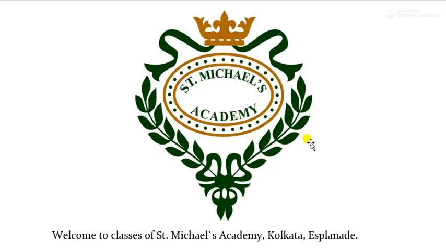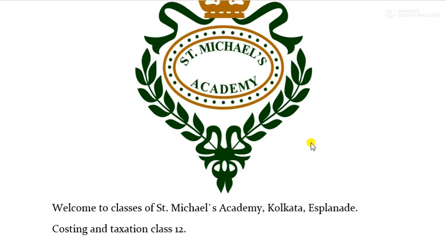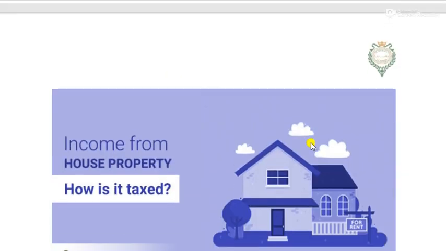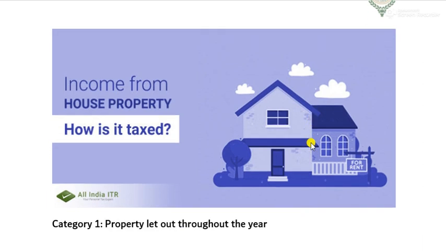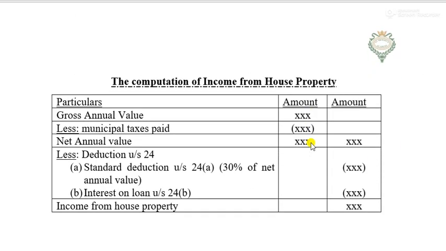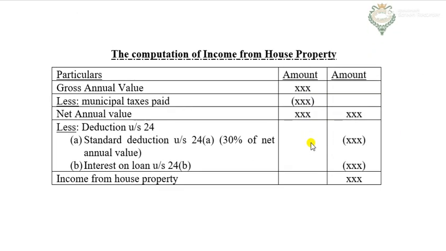Class 12. This is the third class of costing and taxation, and we were studying income from house property, category 1, that is property let out throughout the year. There are three other categories which we'll study later. As per the format, we had studied how to calculate gross annual value. We had studied the rules for deducting municipal taxes, and net annual value is arrived at by deducting municipal taxes from gross annual value.